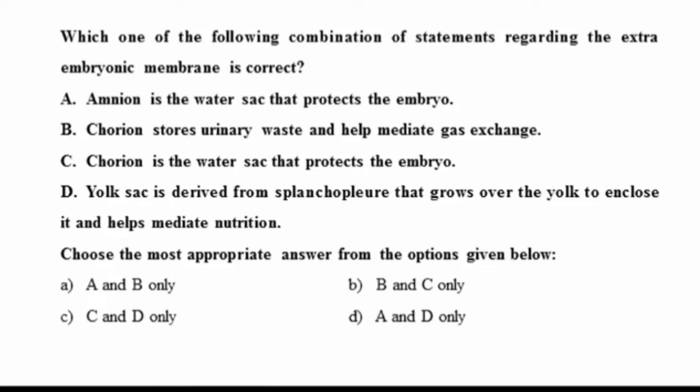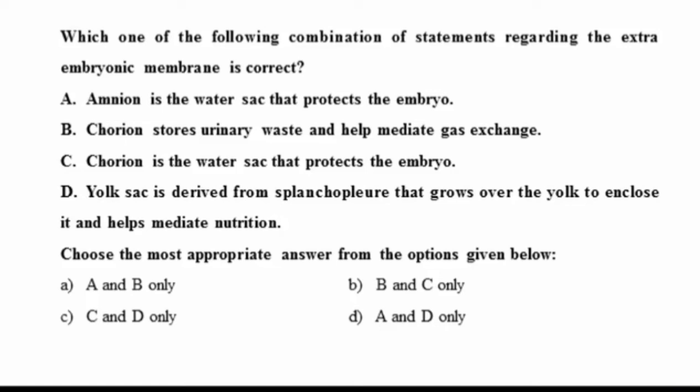Between the amnion and the embryo, there's an amniotic cavity, which is filled by amniotic fluid, which is secreted by both the embryo and the amnion. Amnion protects the embryo, while the amniotic fluid acts as a shock absorber and also prevents desiccation of the embryo.